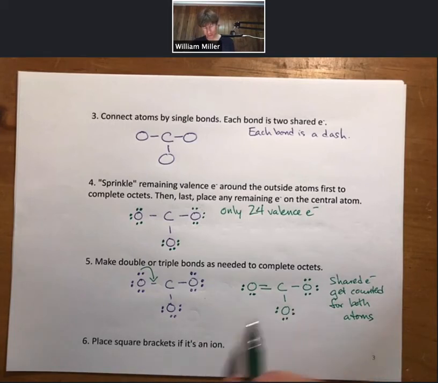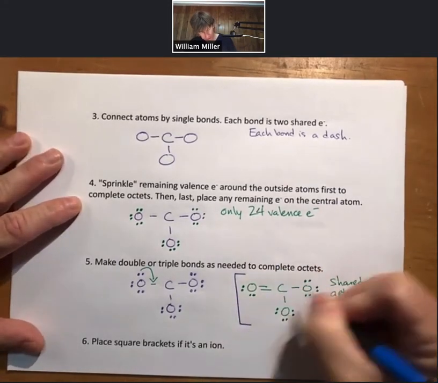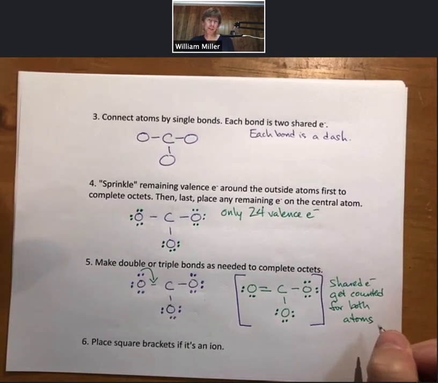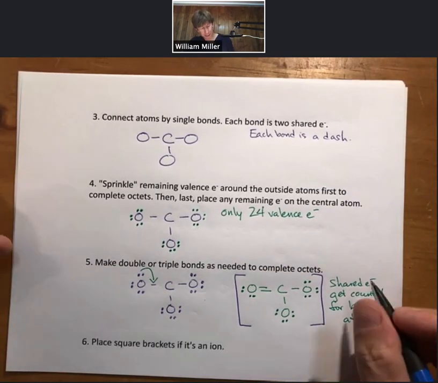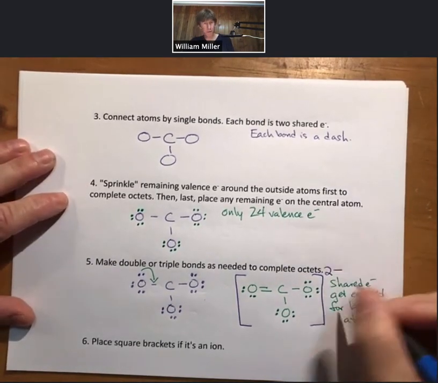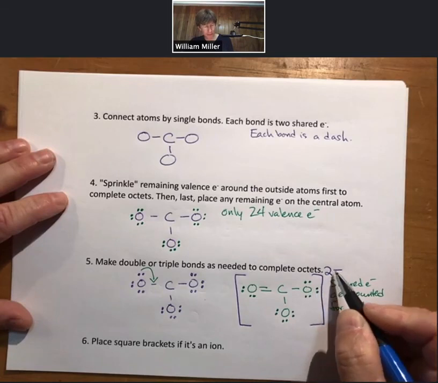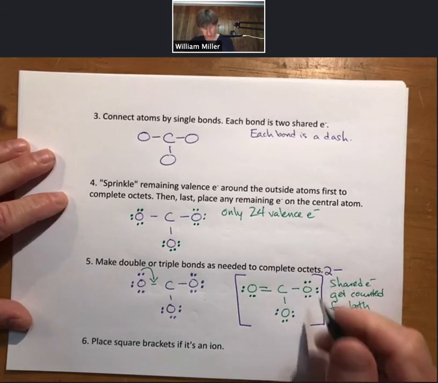Now, since this is an ion, we do have to do step 6. It says place square brackets if it's an ion. I'll do that part in blue. So square brackets look like the same kind of brackets that you would use for molarity concentration. And 2 minus up here. And so in square brackets, this Lewis structure with the 2 minus is our final answer.